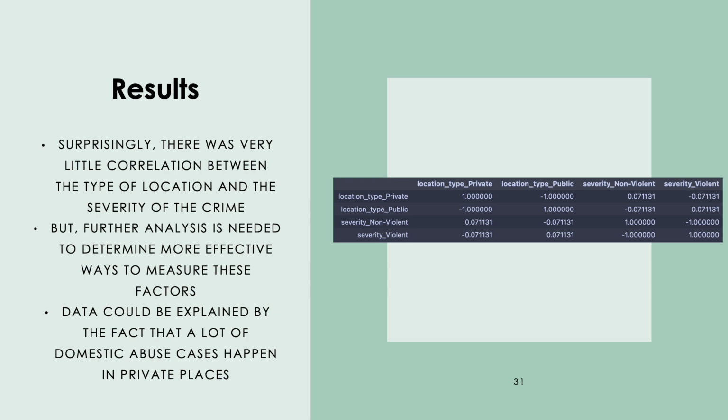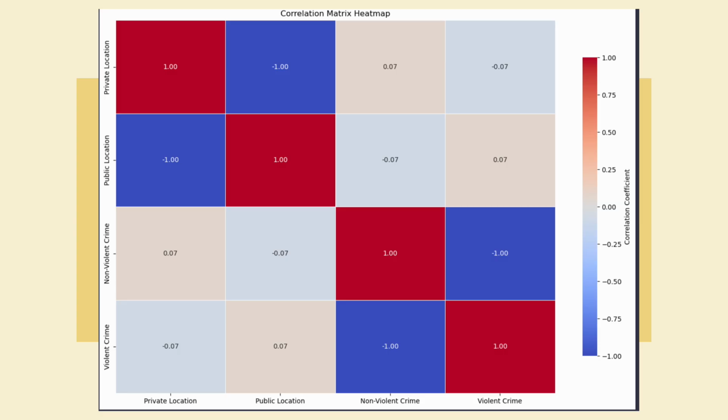Furthermore, the data can be explained by the fact that a lot of domestic abuse cases, which can sometimes turn violent, happen in private places. This heat map further corroborates the data, and it shows that the correlation values are very low at 0.07, which means that there's very little relationship between these two variables.